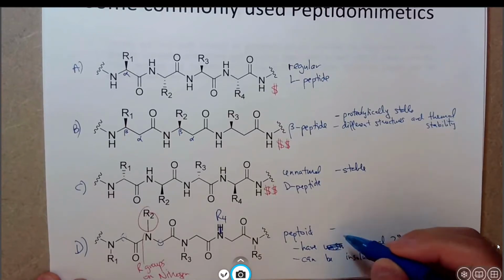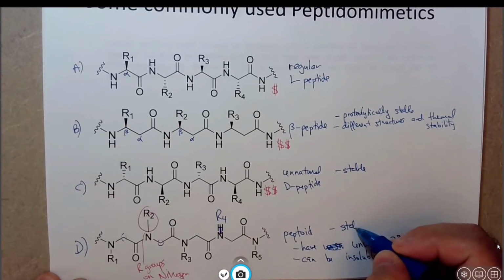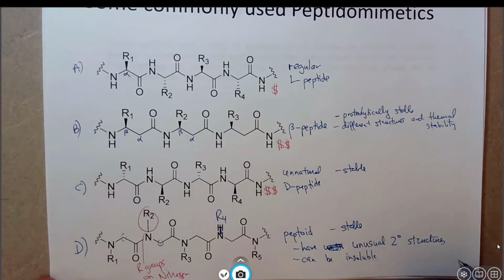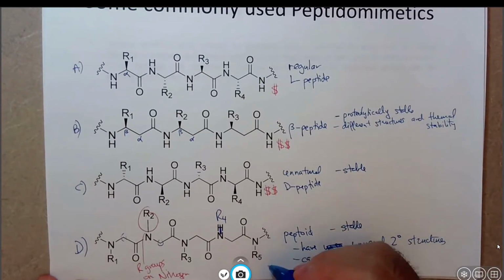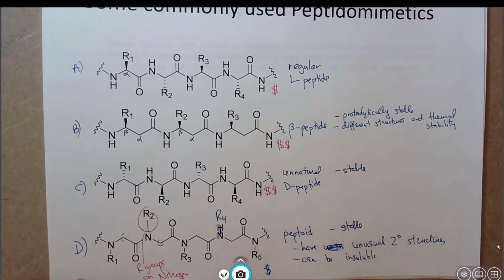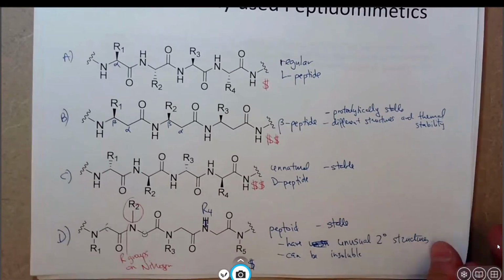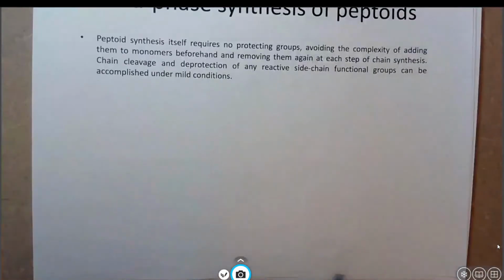All right, just one last thing is that these are also stable. They're proteolytically stable. And peptoids are also relatively inexpensive. So I'll just put one single dollar sign there. All right, so let's look at how we can make peptoids. Solid phase synthesis of peptoids.